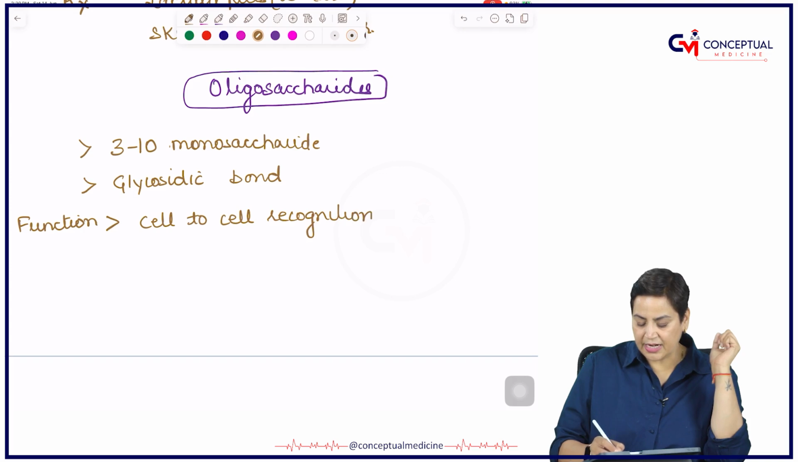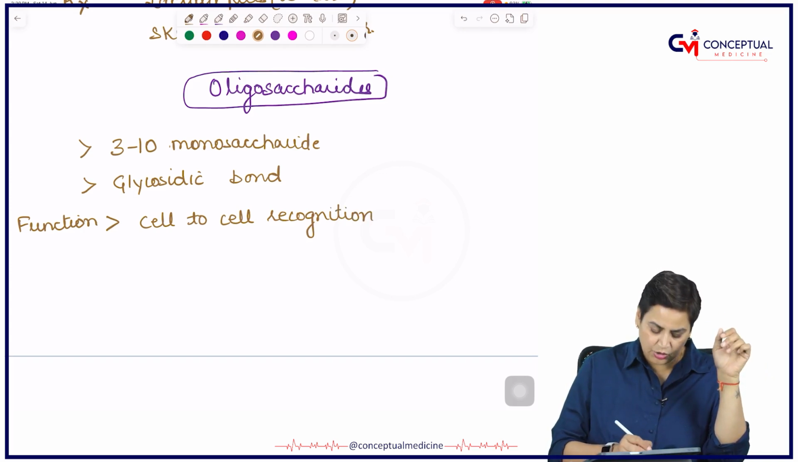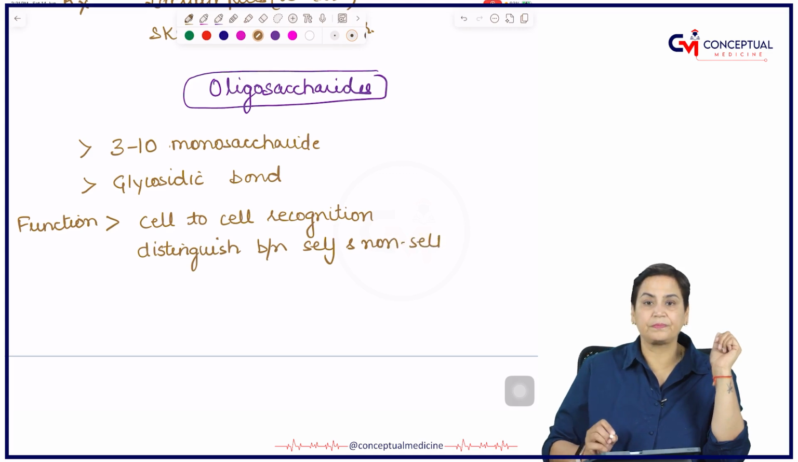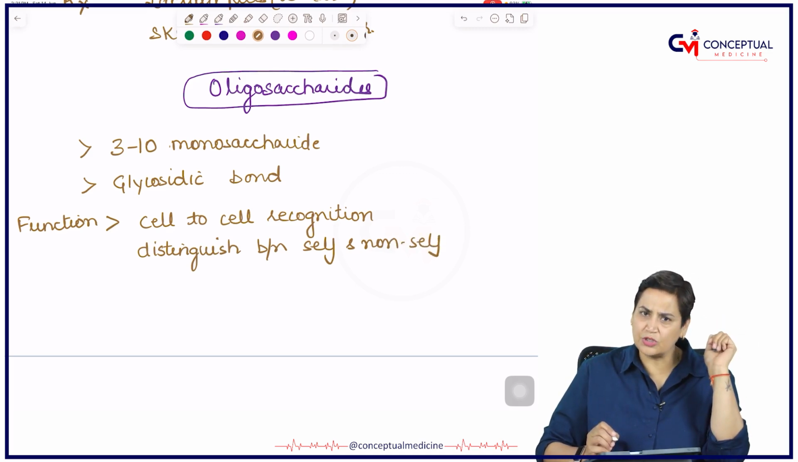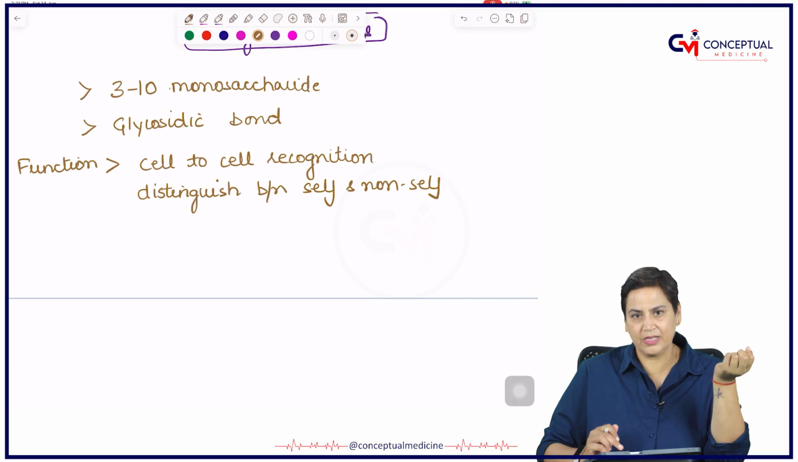Since they can recognize different cells approaching the cell membrane, they have the ability to distinguish between self and non-self, which becomes the basis of immunity. Otherwise it might lead to autoimmune disorders. So these two functions in fact cover all the properties of these oligosaccharides.